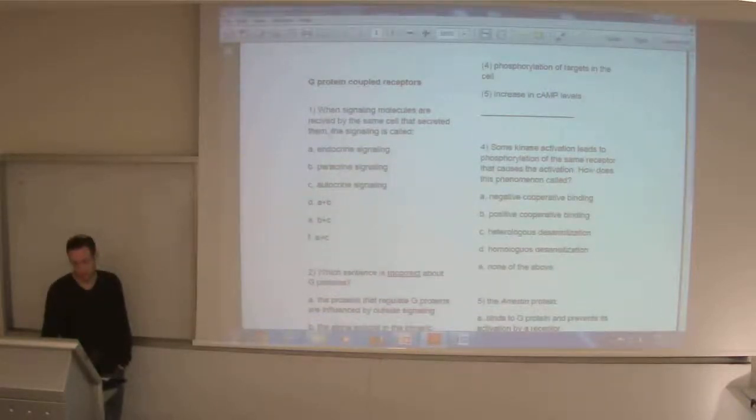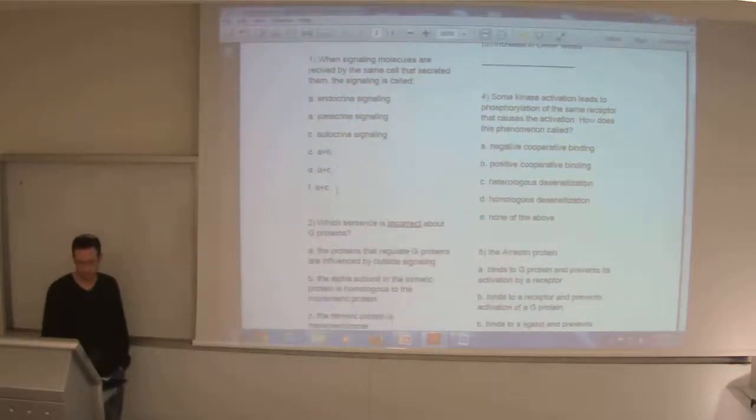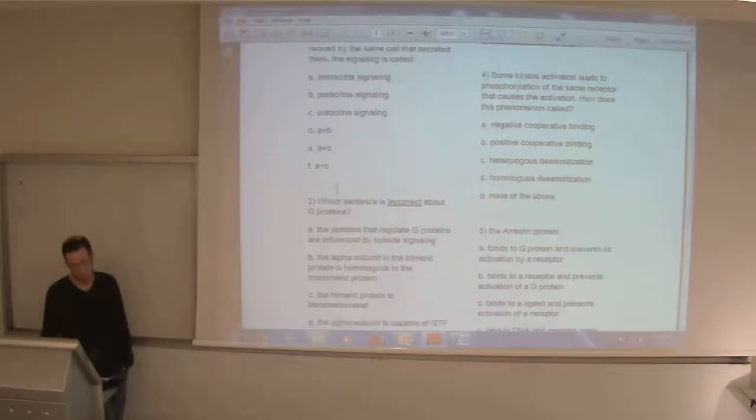Okay, so first question. When signaling molecules are received by the same cell that secreted them, the signaling is called, remember which? Autocrine, right. So just a little bit of Latin: auto is on one cell, so autocrine. Endo is inside, inside the cell, like endoplasmic reticulum, endo is inside, I guess.